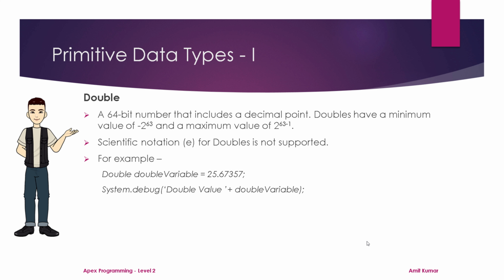Now the next one is double. Double is also a kind of decimal point number, where the decimal data type has more precision than the double. So the range of decimal is more than the range of the double. Double has a minimum value of -2 to the power of 63 and a maximum value of 2 to the power of 62. Scientific notation, that is exponential values in double, is not supported. Though we have that support in Java, we don't have that in Apex. Now clearly you can create a double variable, assign a value to it and print that value. There is no method to set the decimal places in double.